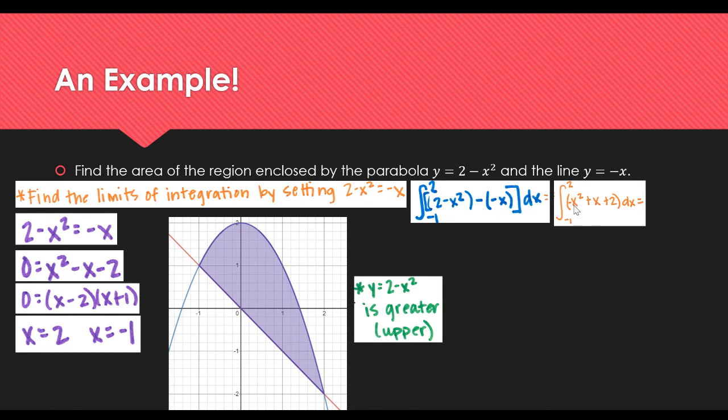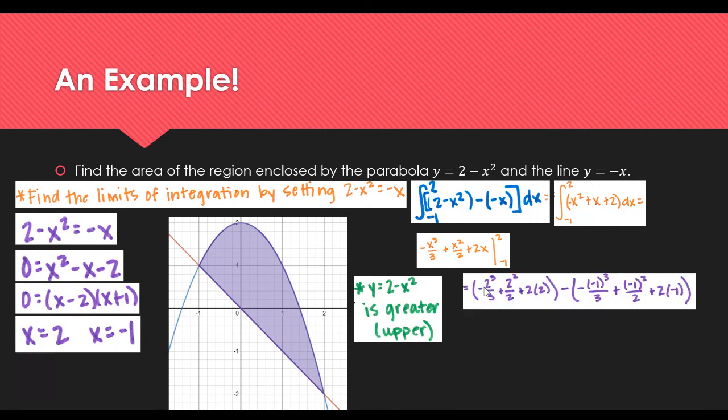When we integrate, -x squared is going to become -x cubed over 3. Positive x is going to become positive x squared over 2. And that plus 2 is going to become plus 2x. We're still integrating from -1 to 2. So we're going to plug in 2 for all of those x's, minus we're going to plug in -1 for all of those x's.